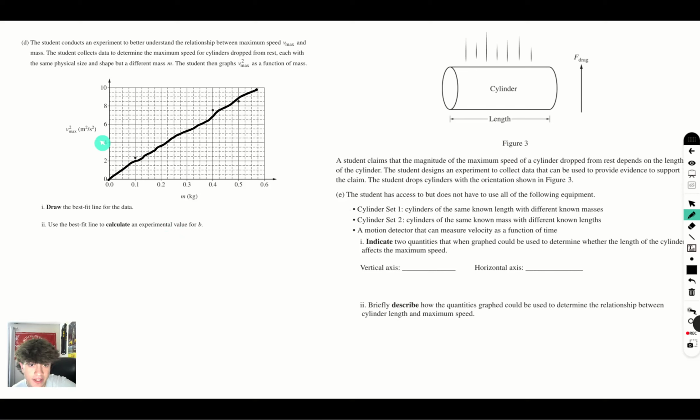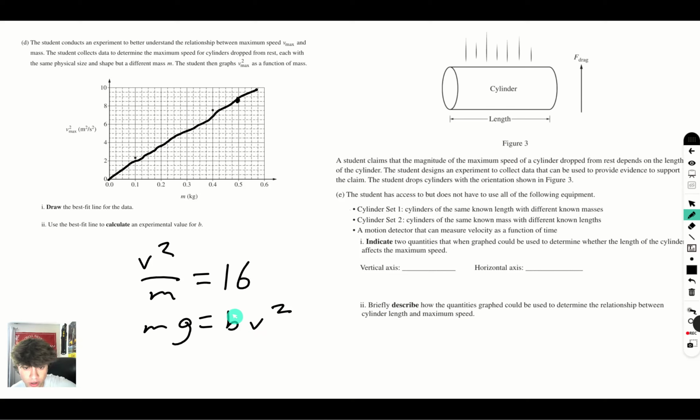Alright guys, so we can see that we'll just use a point here because it's on the line. We can see that it has risen 8 and it has run 0.5, meaning that the slope is 16. So v squared over m is 16. Let's jot that down. And now let's go back to our equation. We had mg is equal to bv squared.